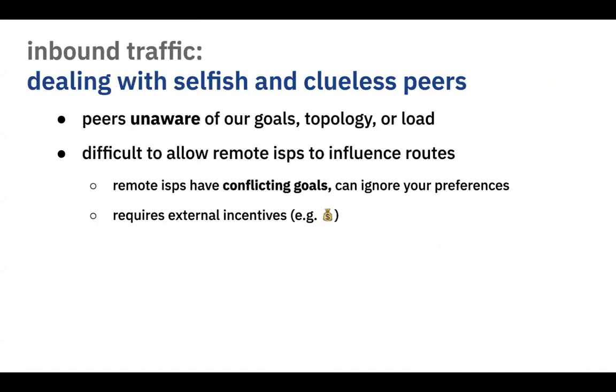In terms of inbound traffic, we have to deal with peers that are unaware of our goals, topology, or load. So it is difficult to allow remote ISPs to influence routing to and within our own AS. Because remote ISPs have conflicting goals, they want to ignore our preferences. And sometimes this even requires external incentives for them to respect our preferences.